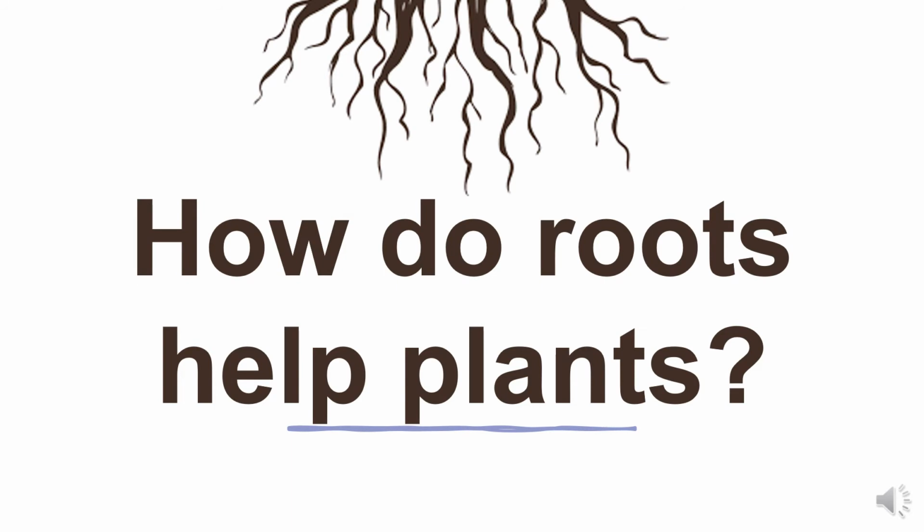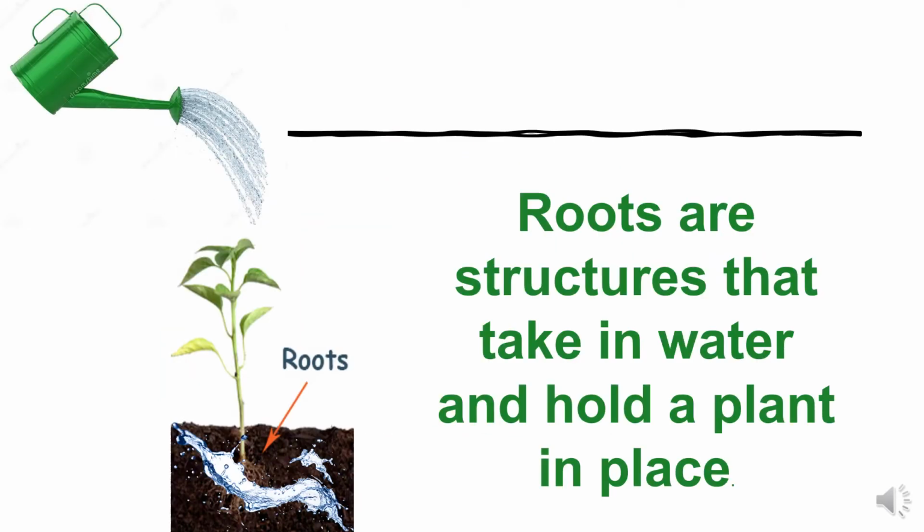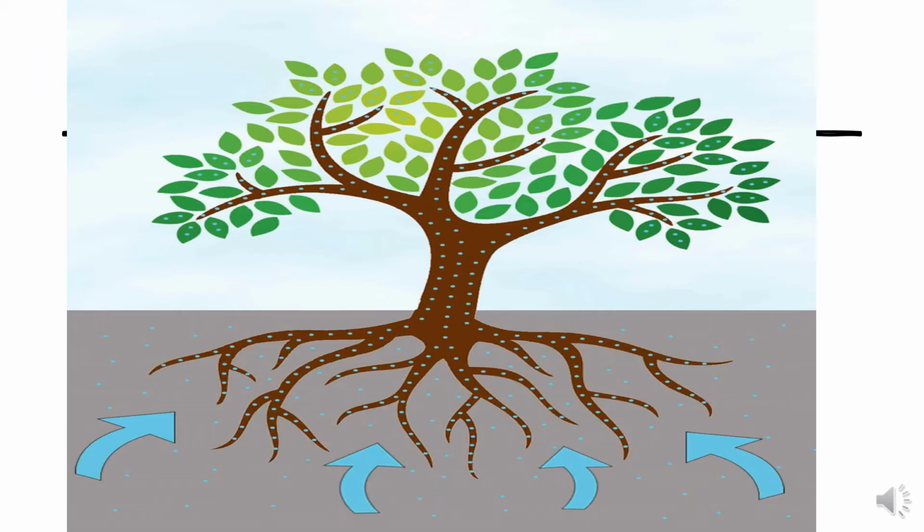How do roots help plants? Roots are structures that take in water and hold a plant in place. So the roots have two main roles: hold the plant in its place and take in water and nutrients from the ground. Can you see the arrows? They show you the flow of water from the ground up to the plant.